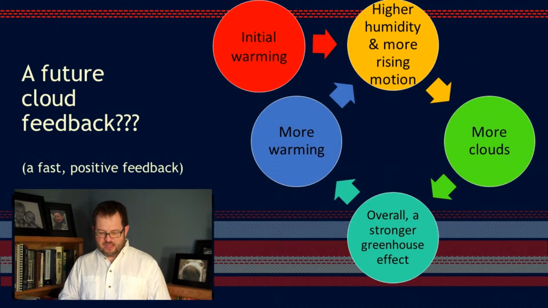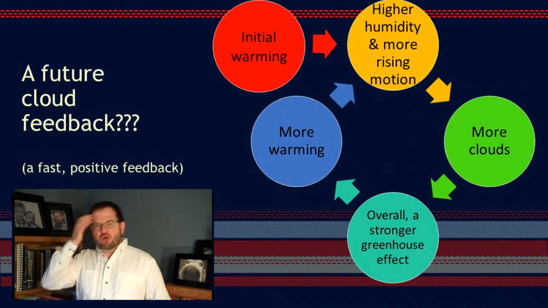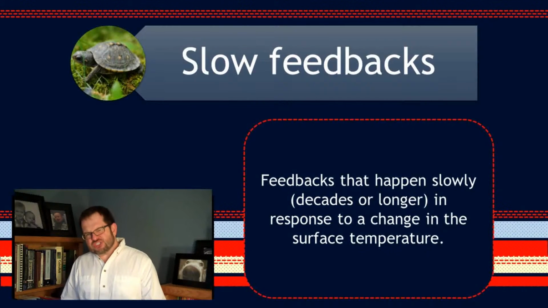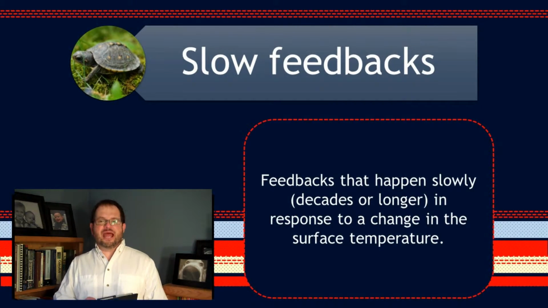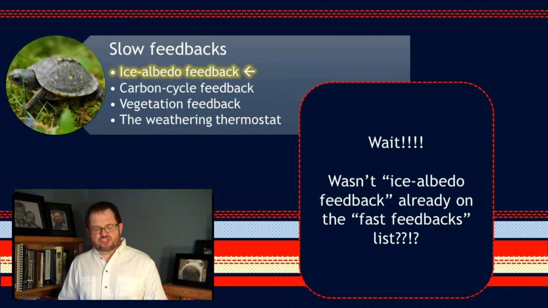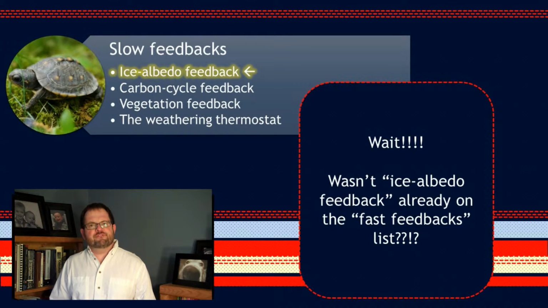It's a fast feedback. We better hope that doesn't happen, by the way. Earth would turn into something similar to Venus if we had a fast, positive feedback in the cloud feedback. Let's switch to the slow feedbacks here. The slow feedbacks happen slowly because the changes that happen take decades or even centuries to happen in response to changes in the surface temperature. First of our slow feedbacks will be the ice albedo feedback.